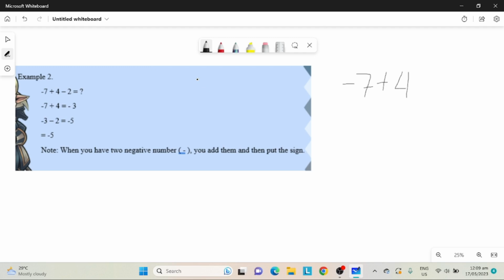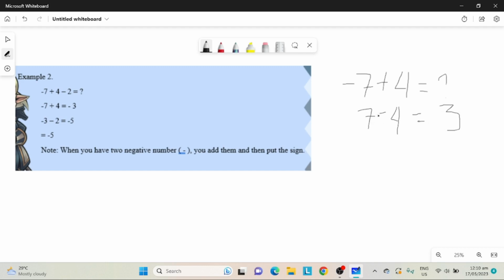When it comes to negative signs, if the negative number is bigger than the positive number and the operation is positive, first things first, you need to change the operation into negative. So 7 minus 4. Then after that, proceed to the operation.